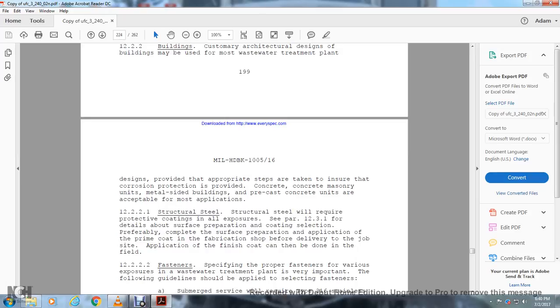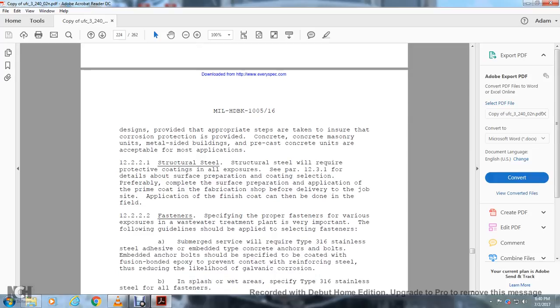12.2.2.1 Structural steel. Structural steel will require a protective coating in all exposures. See paragraph 12.3.1 for details of surface preparation and coating selection. Preferably, complete the surface preparation and application of the primary coat in the fabrication shop before delivery to the job site, and application of the finish coat can then be done in the field.